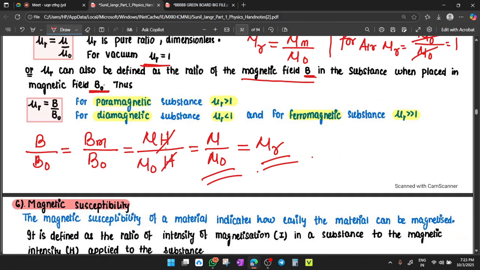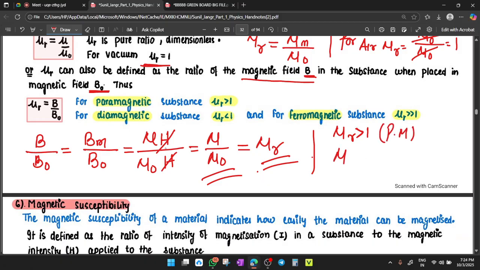As there are three types of materials, for paramagnetic material, relative permeability is slightly greater than 1. Means if you have paramagnetic material, it will support the magnetization feebly, you can say a minute support is there, because permeability is slightly greater than 1. Clear? Understood?